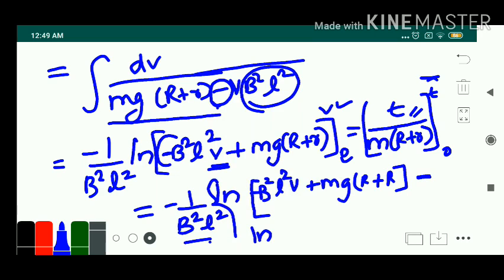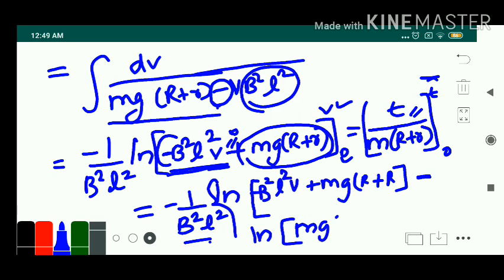Upper limit is completed. When I put the lower limit, this is 0. So when v is put 0, this term fully goes 0. So this much part only remains. So this is mg r plus r. That's it. And this bracket is closed. I'm just continuing with the LHS part, guys. RHS, let's keep it as it is, because when t is put 0, the second term, upper limit minus lower limit term will totally become 0, right? So let's move on with the LHS part only.